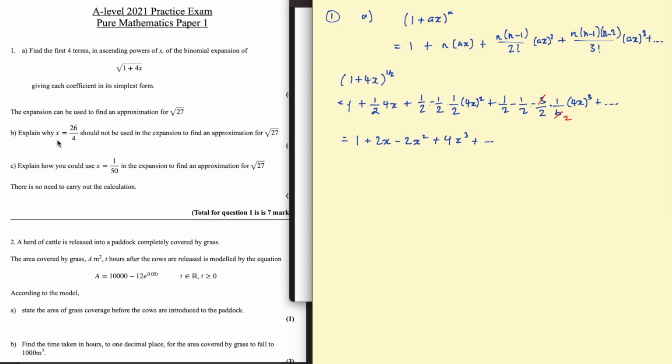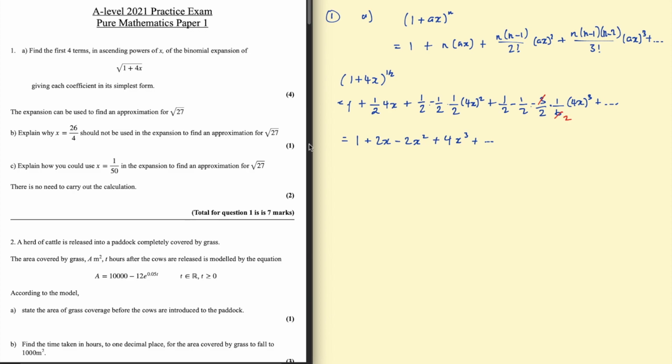Part B says explain why x equals 26 on 4 should not be used in expansion to find an approximation for root 27. So for part B, you need to realize or remember that this expansion is only valid when this term, this ax term, is less than 1, or the absolute value of ax is less than 1. You can say something like, this expansion is only valid when the absolute value of ax is less than 1.